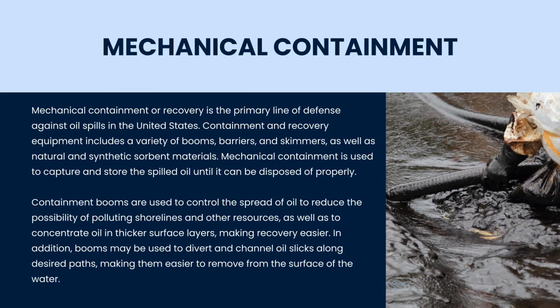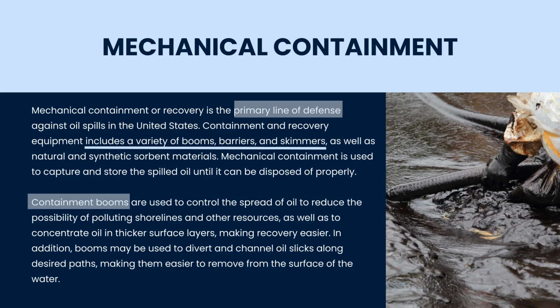Mechanical containment and recovery are the primary methods used to respond to oil spills in the United States. Equipment such as booms, skimmers, and sorbent materials are used to capture and store oil so it can be removed and disposed of properly. Containment booms are floating barriers used to control the spread of oil on the water's surface. They help prevent contamination of shorelines and concentrate oil into thicker layers, making it easier to recover and remove.